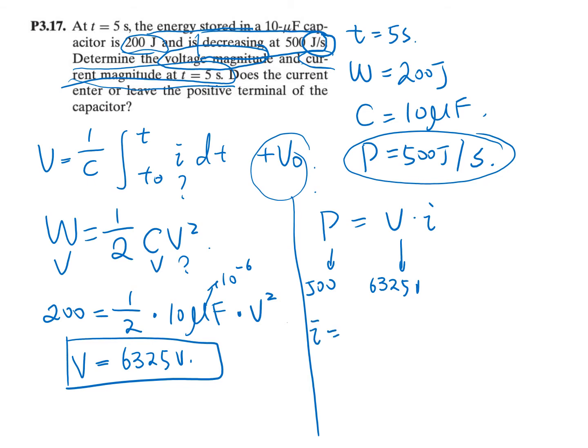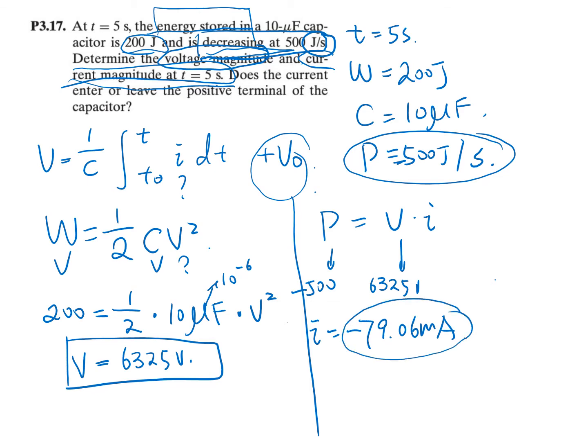because here the power is decreasing the energy, so we have the power as a negative value here. So I is approximately equal to negative 79.06 milliamp.